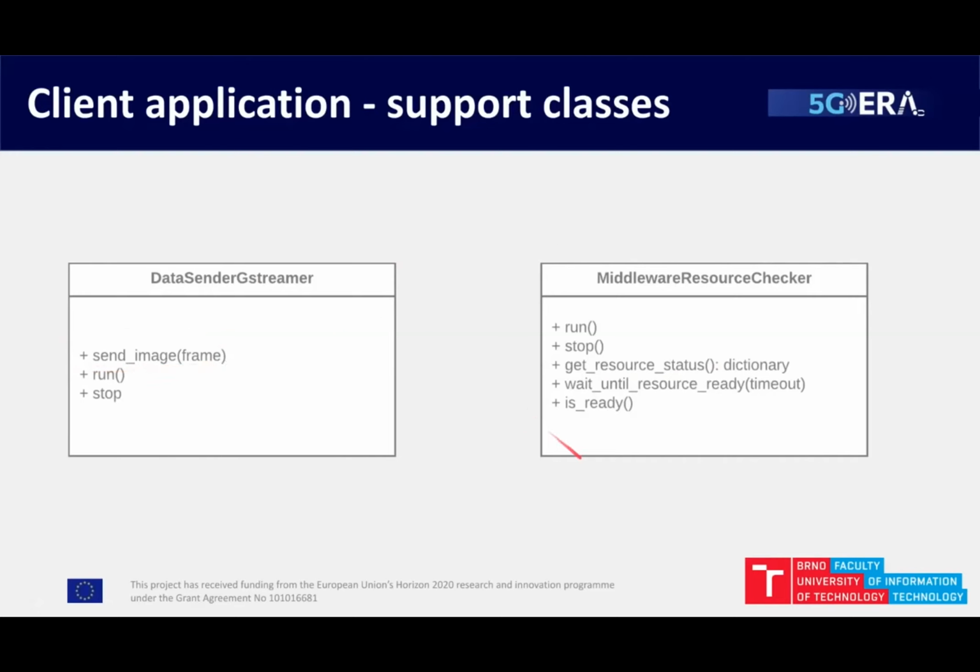There is also a middleware resource checker class which is used for communicating with the middleware, and it can read the status of the deployed network application. So you can see if the network application is ready or not, or you can wait until the resource is ready.